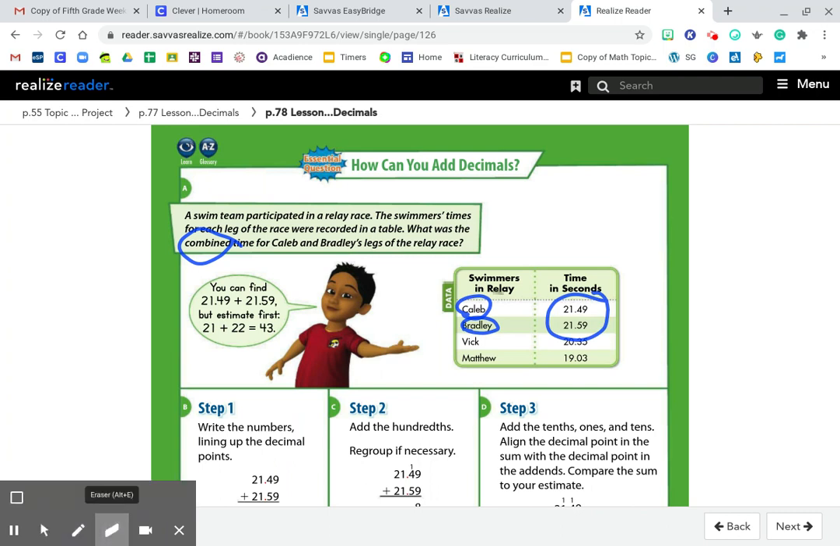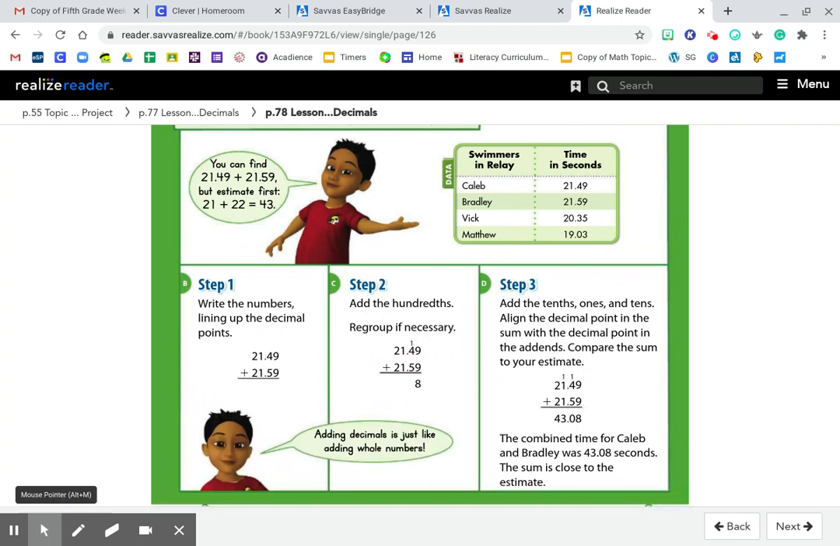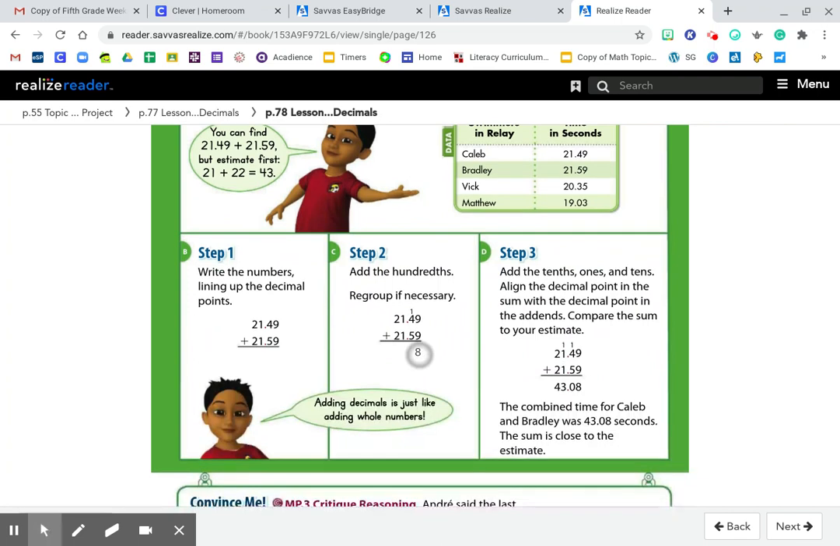So when you come down to step 1, they're going to write the numbers up, lining up the decimal points and annexing zeros if they needed to, which they didn't have to do on this one. Line them up by decimal point. Add the hundredths because that is the smallest value. So you're starting at the far right, adding the hundredths, regrouping if necessary. So 9 plus 9 was 18, so they put the 8 down and carried the 1. And as they continue to add, they have to carry 1 a couple times. Add the tenths, the ones, the tens. Align the decimal point in the sum with the decimal point in the addends.